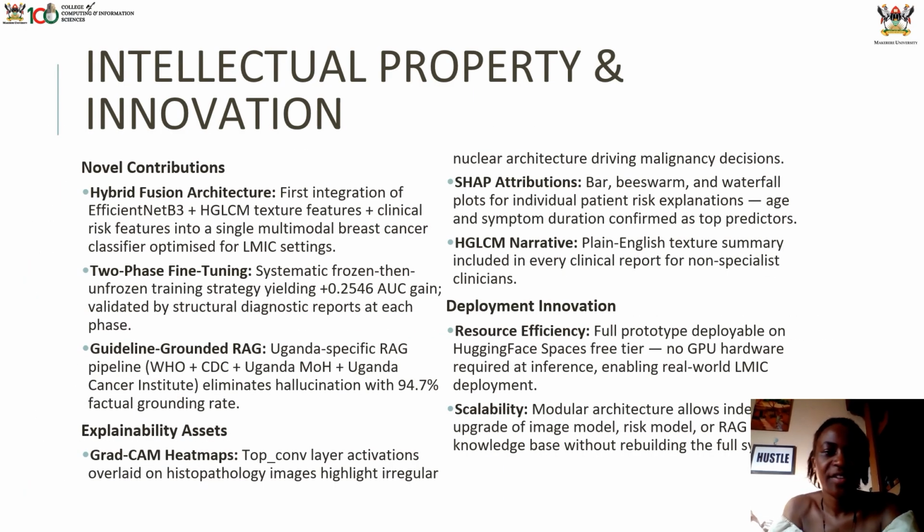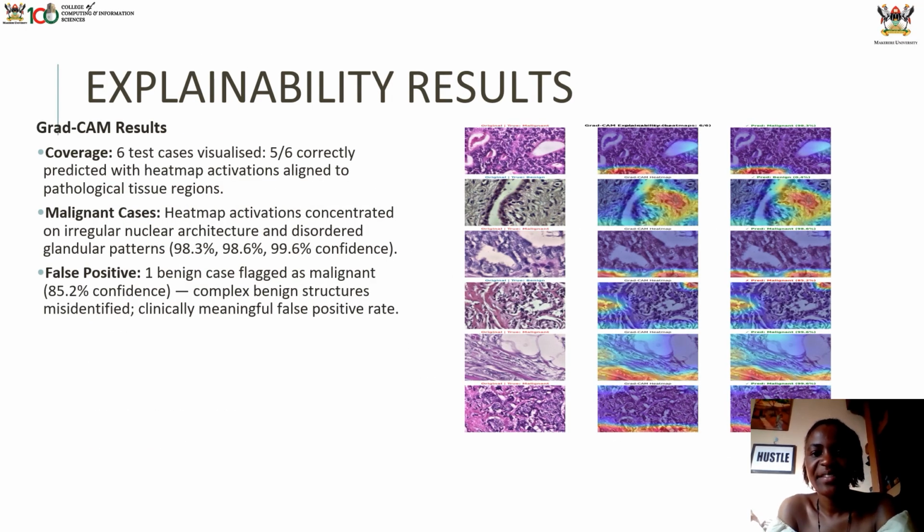Then for our intellectual property and innovation, the key innovation of this project is the integration of multiple AI technologies into one unified platform. So we combined EfficientNet image classification as well as XAI SHAP attributions in this project. Then our deployment innovation helps in scalability and resource efficiency. Then for our explainability results, we use Grad-CAM to improve trust and transparency, where we used it to incorporate different technologies. We use Grad-CAM heat maps that highlight the tissue regions that influence malignancy predictions as well as benign predictions.